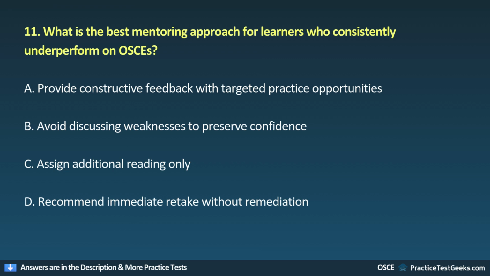11. What is the best mentoring approach for learners who consistently underperform on OSCEs? A. Provide constructive feedback with targeted practice opportunities. B. Avoid discussing weaknesses to preserve confidence. C. Assign additional reading only. D. Recommend immediate retake without remediation.